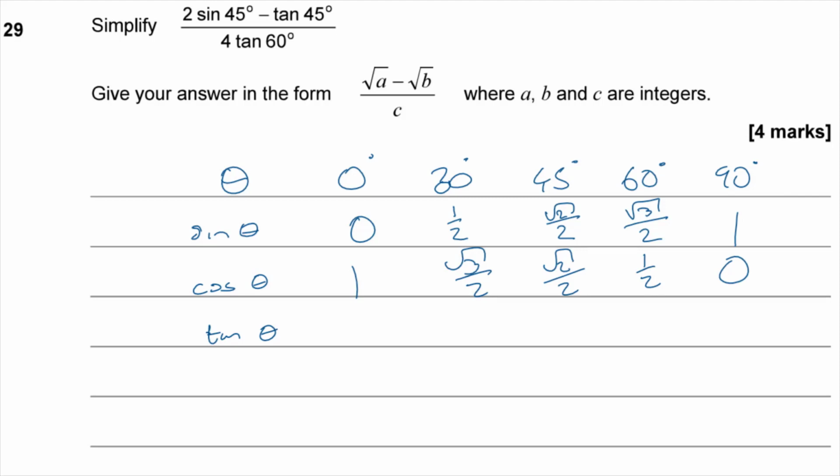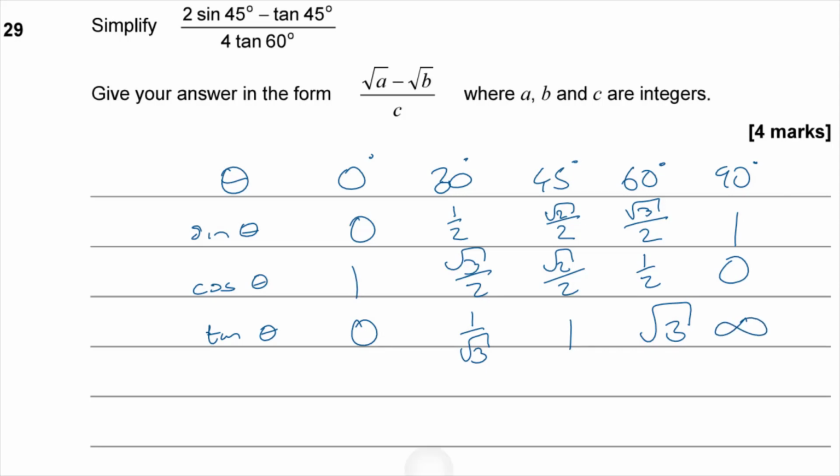And the tan is the first one divided by the second one. This is sine theta divided by cos theta. So 0 divided by 1 is 0. A half divided by root 3 over 2 is 1 over root 3. Root 2 over 2 divided by root 2 over 2 is 1. Root 3 over 2 divided by a half is root 3. And 1 divided by 0 is infinity.